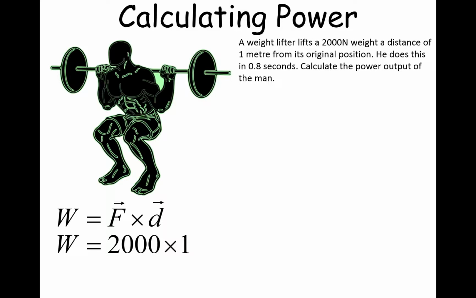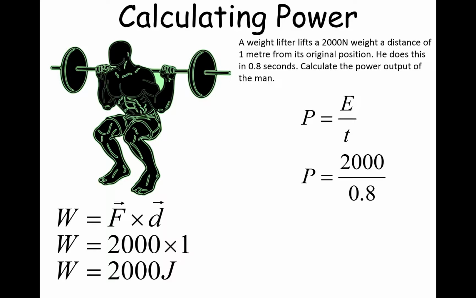That means it's 2000 newtons times 1 meter, and that gives us a total work done by the man of 2000 joules. In which case, for the power output, P equals E over T, we're going to take our 2000 joules from our work done, divide it by 0.8 seconds, and we find that the power output of that man is 2500 watts.